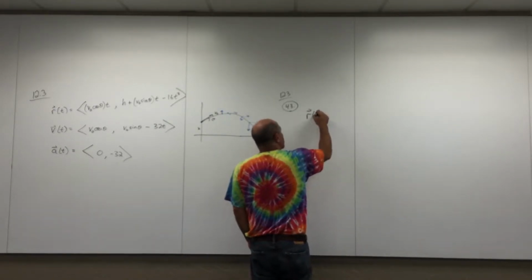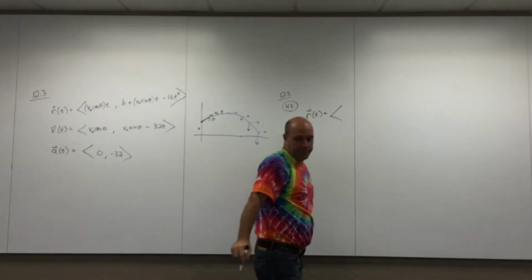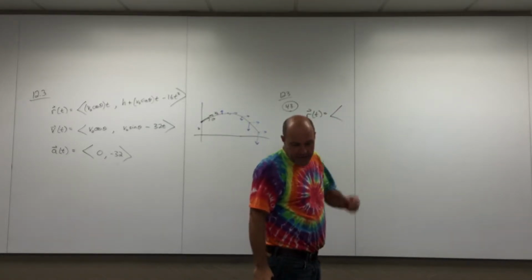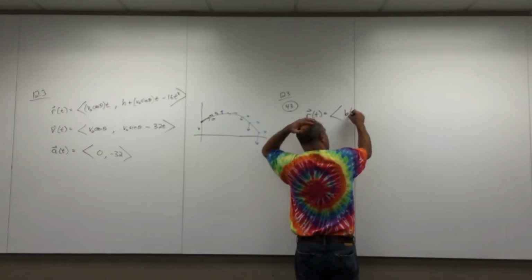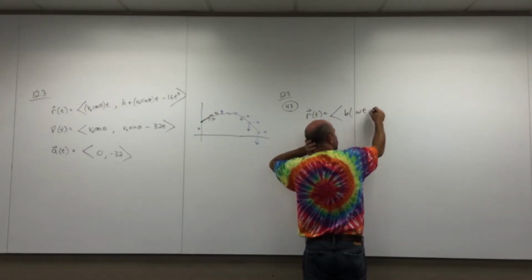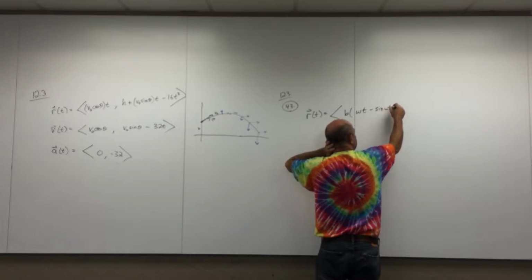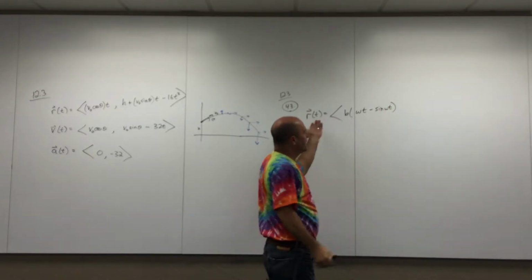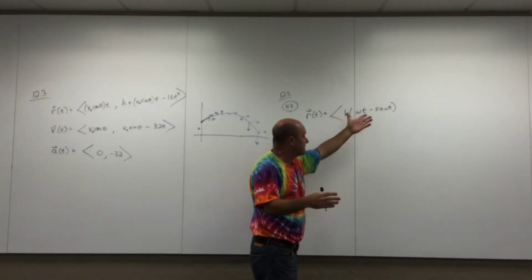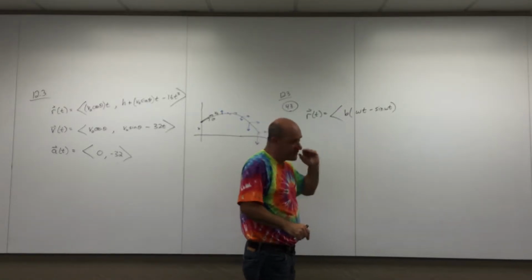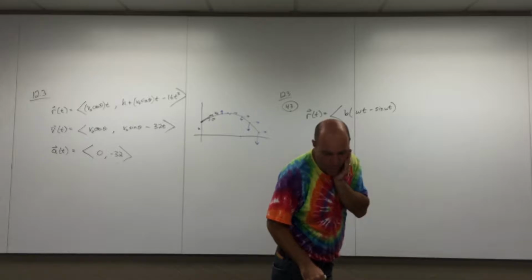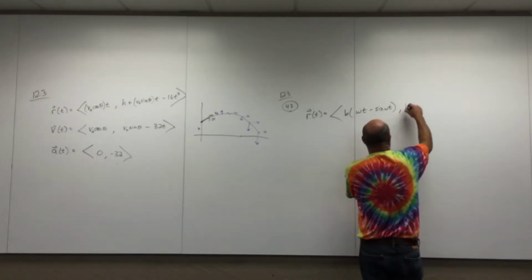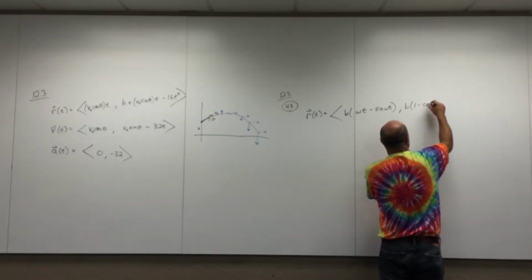R of t is b parentheses omega t minus sine omega t. The b and the omega are constants of some sort. The t is the variable. And then I have b parentheses 1 minus cosine omega t.